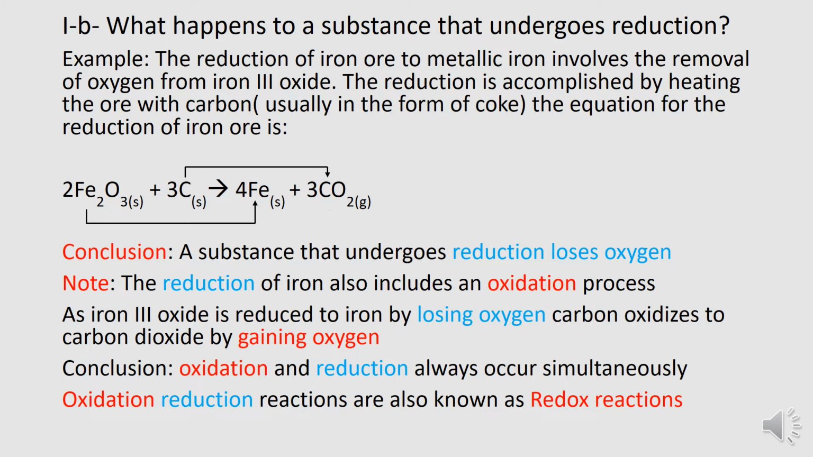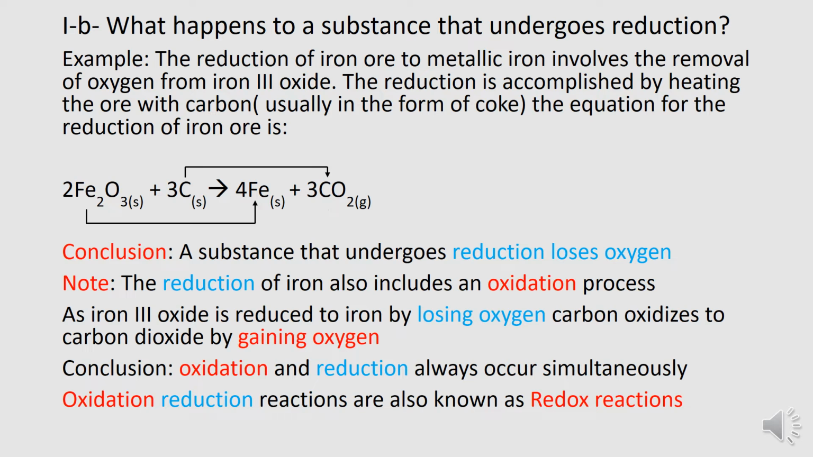So the reduction of iron ore to metallic iron involves the removal of oxygen from iron(III) oxide. The reduction is accomplished by heating the iron ore with carbon. In this case, the carbon should be in the form of coke. The equation for the reduction of iron ore is iron(III) oxide plus carbon gives iron plus CO2.